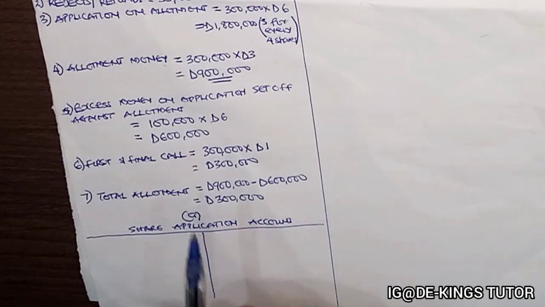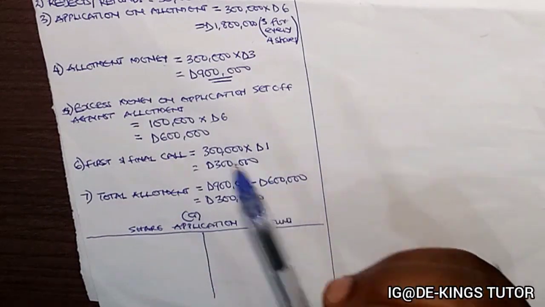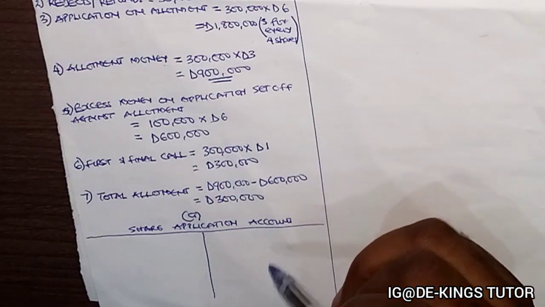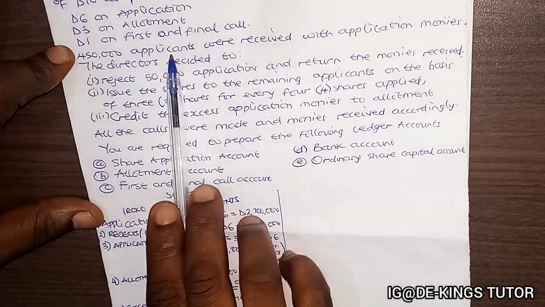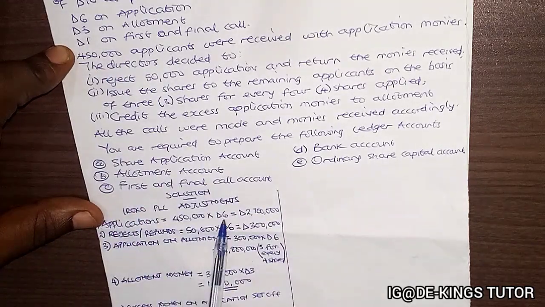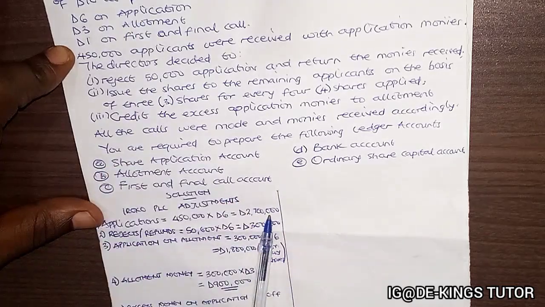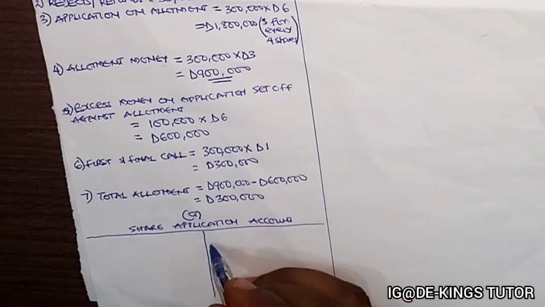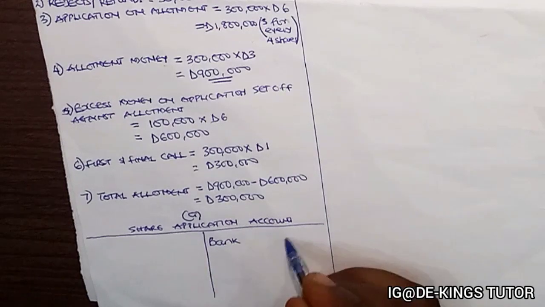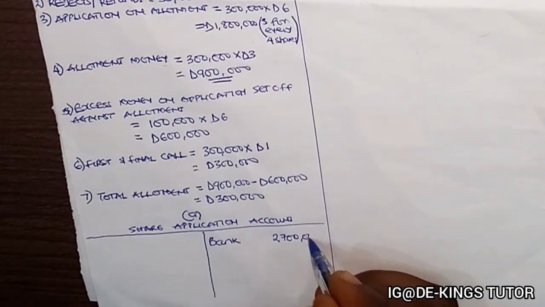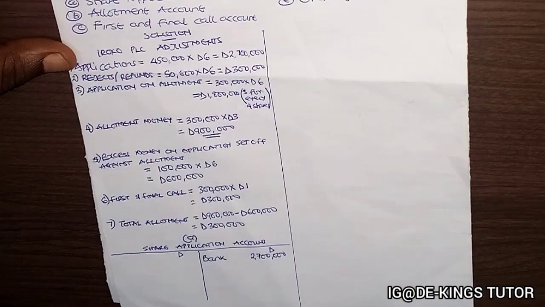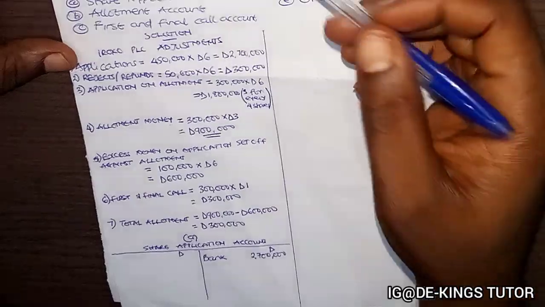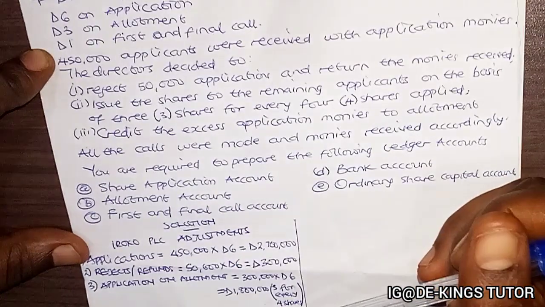Okay, now if you remember, we treated the introduction of the issue of shares. We said when they apply, they are going to pay. So they'll pay the bank the totality of the amount. Remember, they said 450,000 people applied. We have done it here, 450,000 times the application amount money. It gives us 2,700,000. So they are paying to the company's bank, so it will be credited here as bank 2,700,000. Okay, so that is the application.